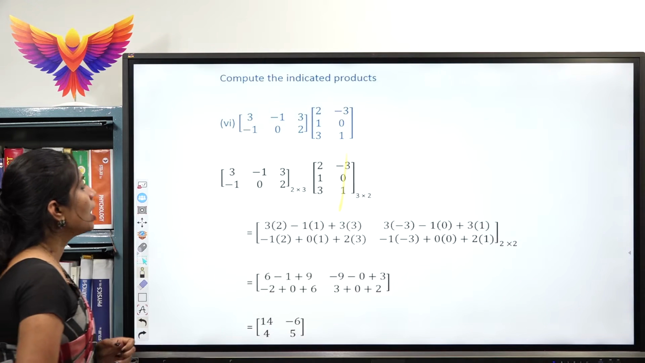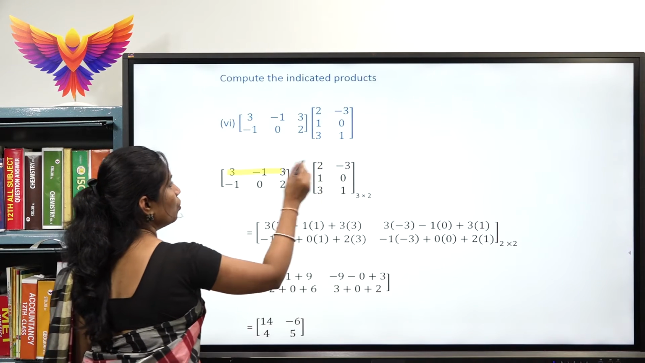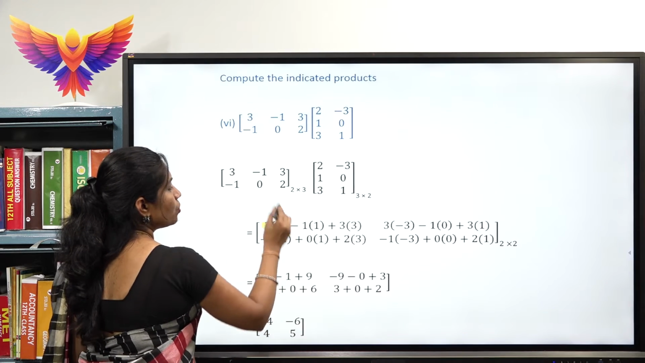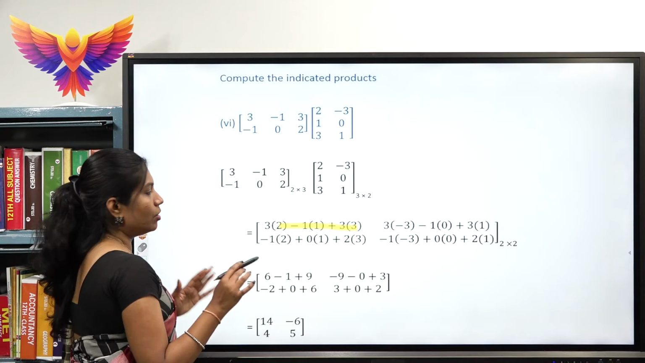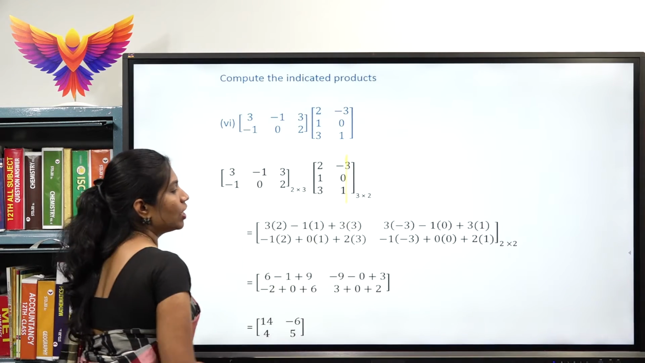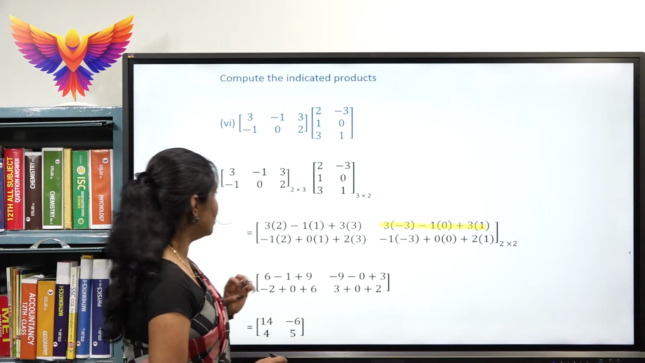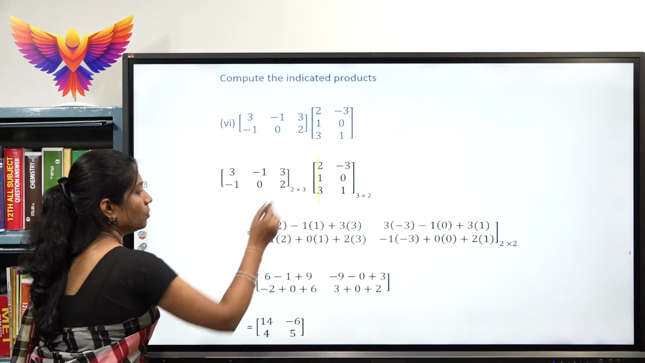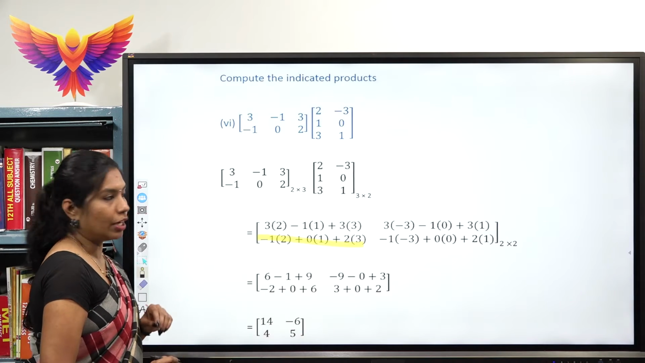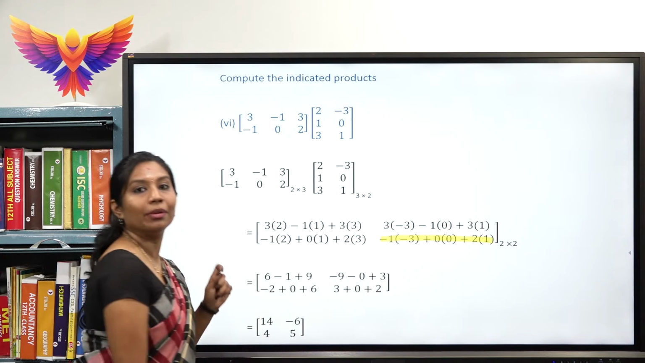Same procedure again here. I will be multiplying first row with the first column, first row with the second column. So, when I multiply first row with the first column, it will be 3 into 2 minus 1 into 1 and 3 into 3. Each and every element should be multiplied here. The same way, first row, second column, which will give me 3 into 3 minus 1 into 0 plus 3 into 1. Similarly, second row, first column, which is minus 1 into 2 plus 0 into 1 plus 2 into 3. Same way, second row, second column, which is minus 1 into minus 3 plus 0 into 0 plus 2 into 1.